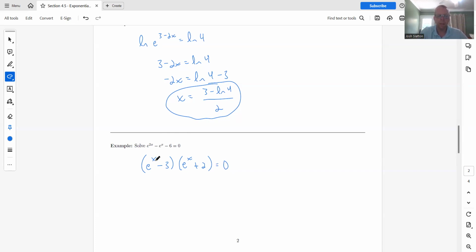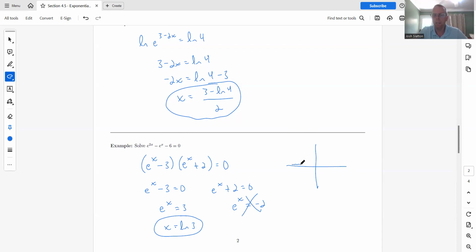So now we can use the zero product property and set both of these equal to 0. And we get e to the x equals 3, so x is ln of 3. And then we get e to the x equals -2, but this actually doesn't work. If you remember from the graph of e to the x or any basic exponential function, the range is from 0 to infinity. So -2 is not in the range of this. So there's no solution to that.